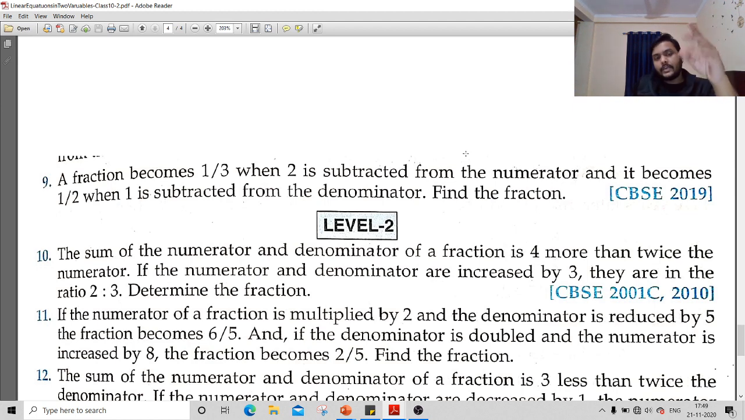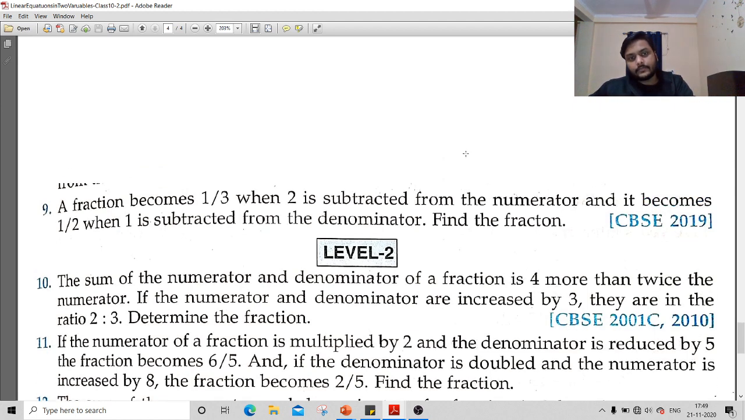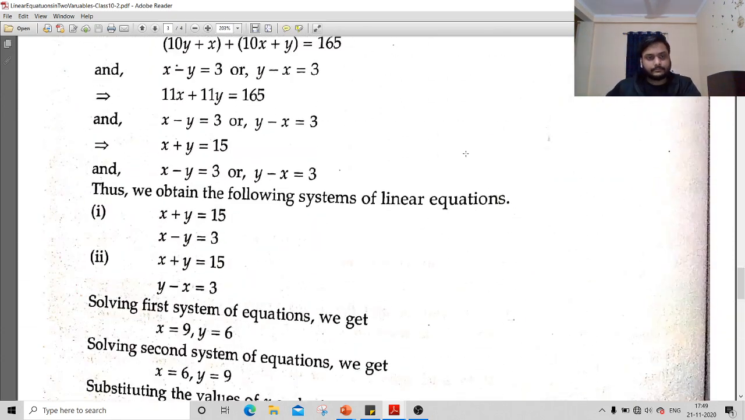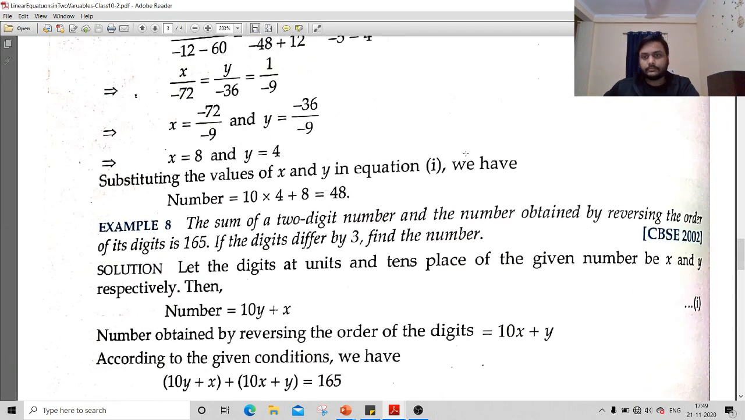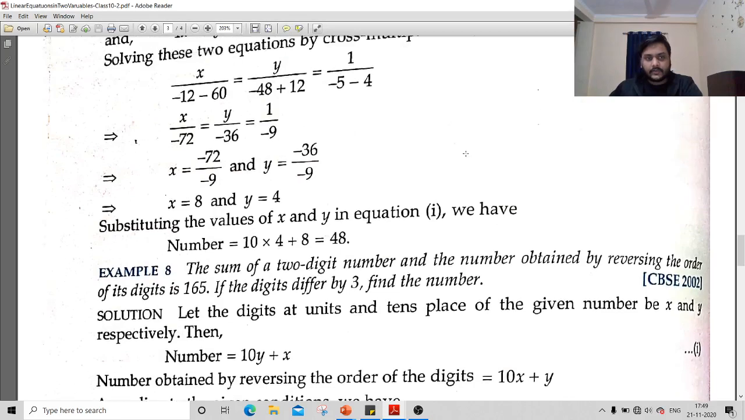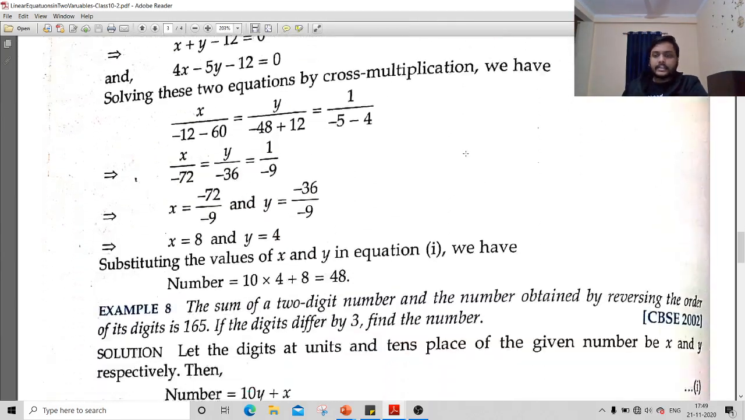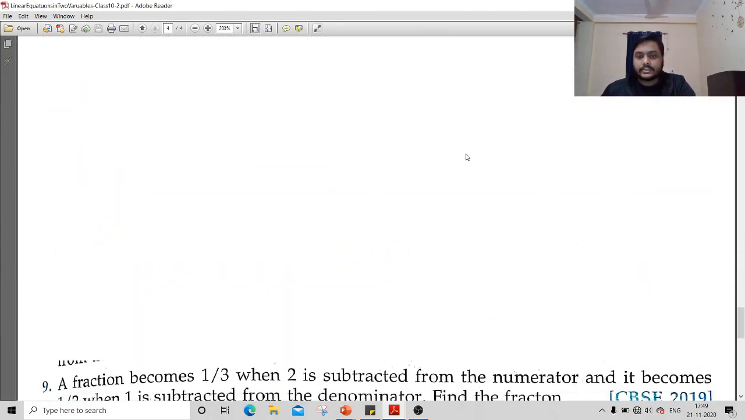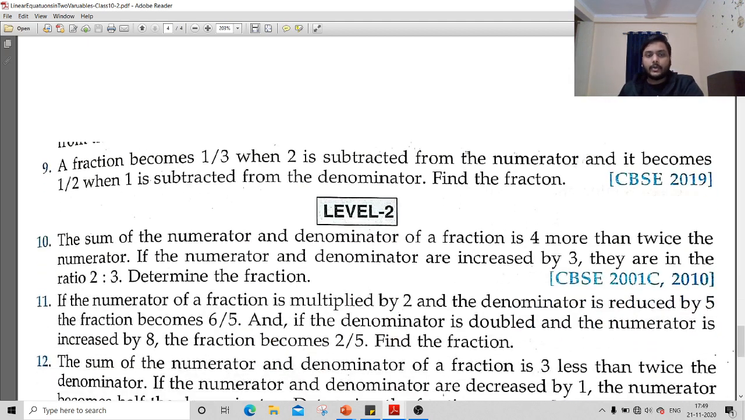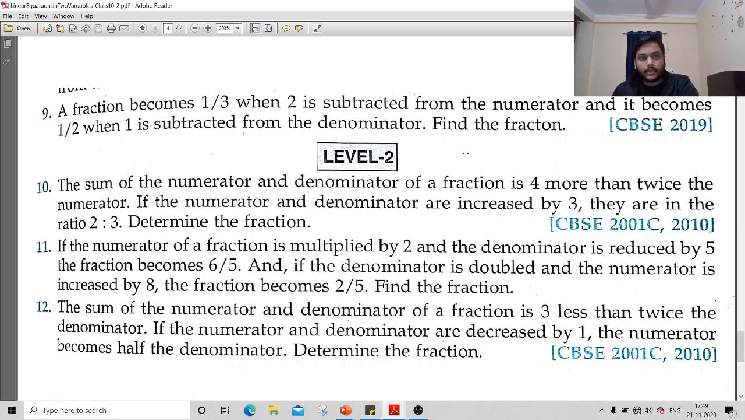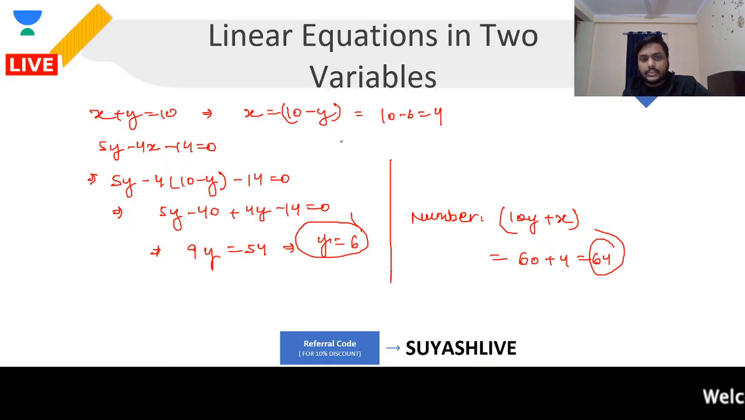The question we just did was of this form, the 2-digit number reversible type. Now the question we are doing is basically based on numerator and denominator. So let's talk about a question like this. The question is: a fraction becomes 1 upon 3 when 2 is subtracted from the numerator. So first of all, what you will have to do is assume your fraction.